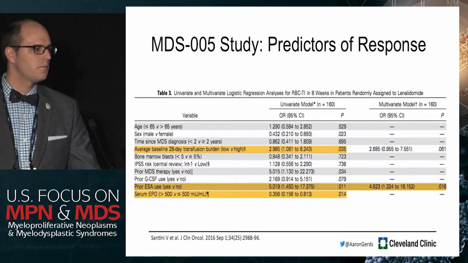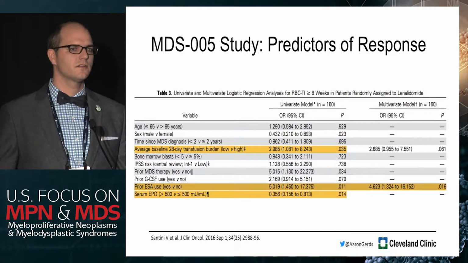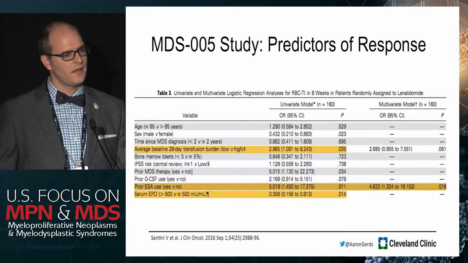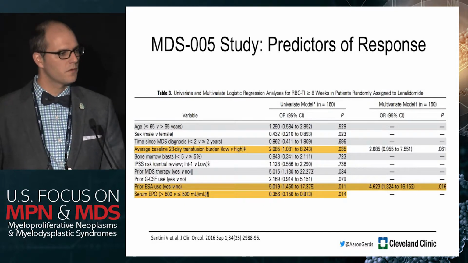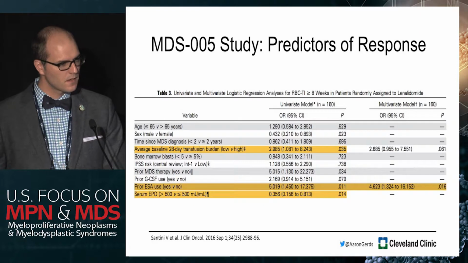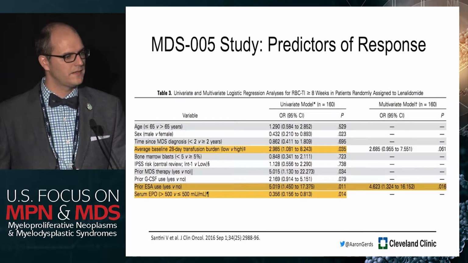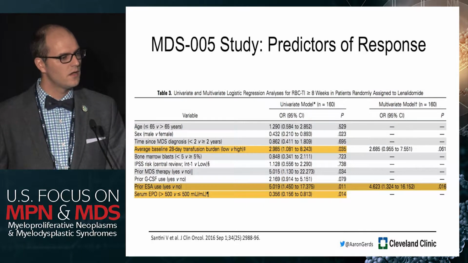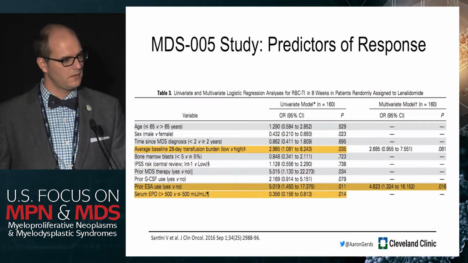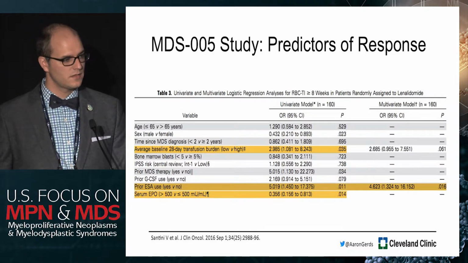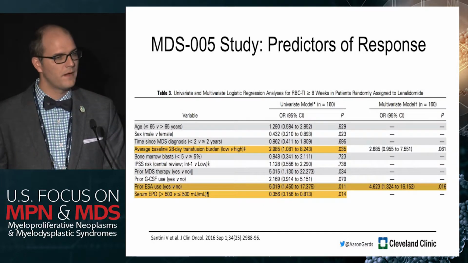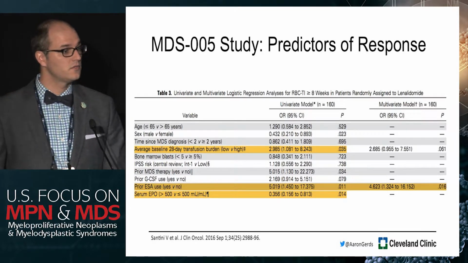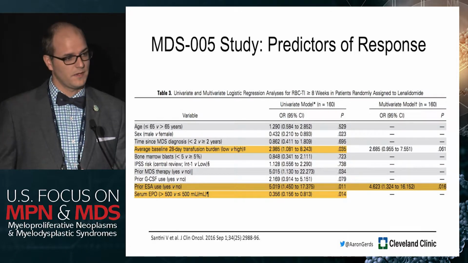So I think the pre-test question focused on predictors of response in this particular study. So this is the univariate model and the multivariate model of predictors for response in this particular study. I wanted to highlight here the average baseline transfusion burden. So patients who had low transfusion burden versus those who had a high transfusion burden was predictive in the univariate model, as well as prior ESA use and having a serum EPO level above 500. However, in the multivariate model, prior ESA use was the only factor that predicted response in this study.